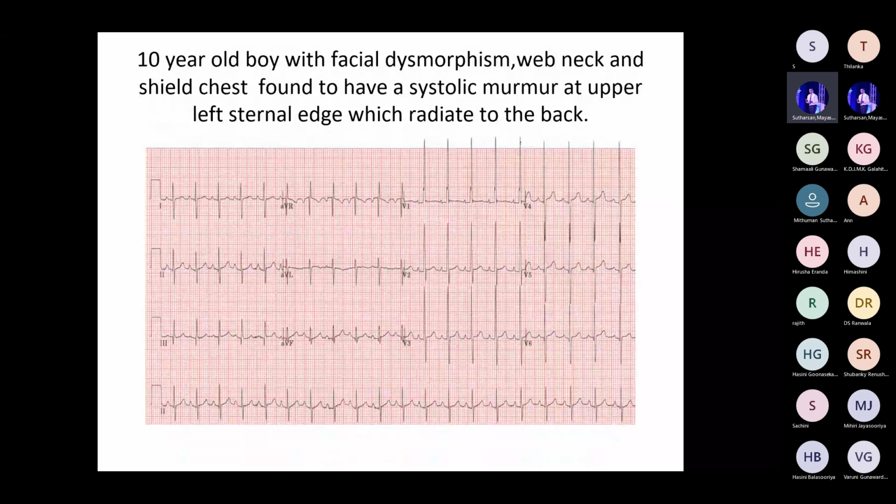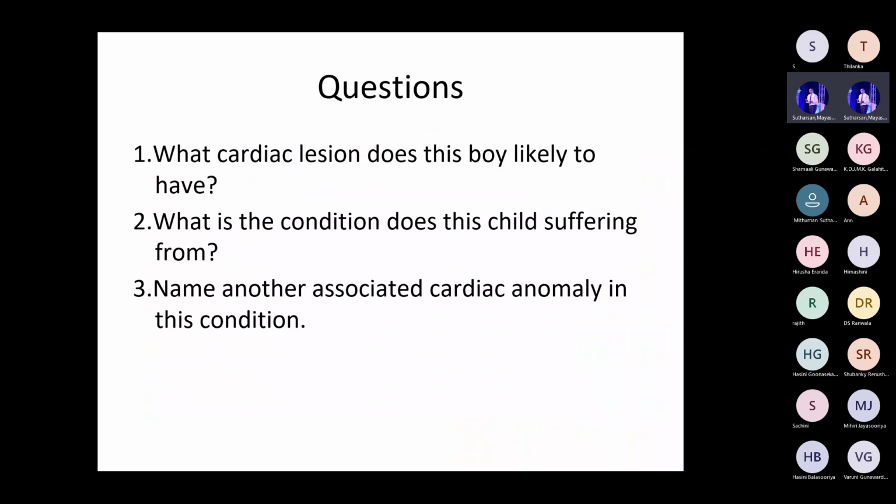Okay. 10-year-old boy, facial dysmorphism, web neck, shield chest, systolic murmur at the upper left sternal edge, which radiates to the back. I'll give the questions. What cardiac lesion is this boy likely to have? So you must identify the ECG. What is the condition he is suffering from? Name another associated cardiac anomaly in the condition.